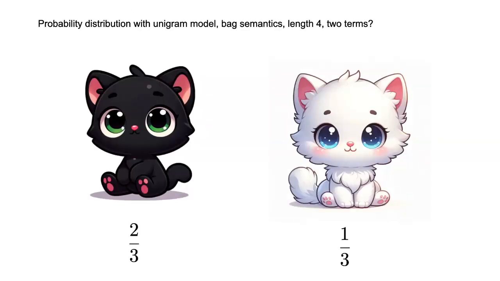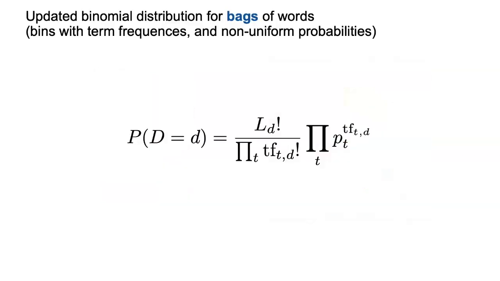Now we are going to do it once with an example. So imagine that we now take the unigram model, the bag semantics, length of 4. I want documents of length 4. I want 2 terms, so this is here Alfred and Billy. 2/3 is the probability for Alfred. 1/3 is the probability for Billy. And here, this is my formula that I'm going to use.